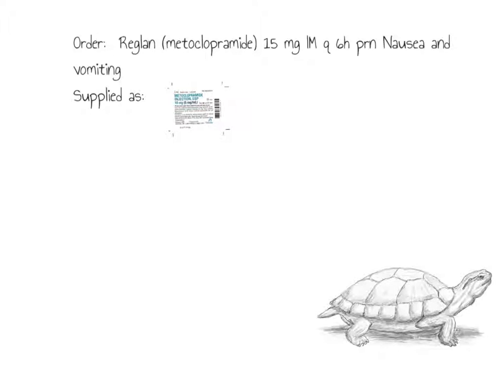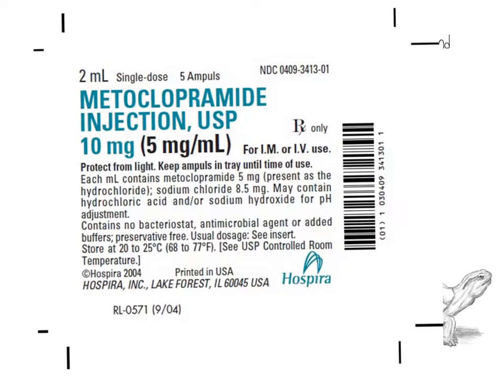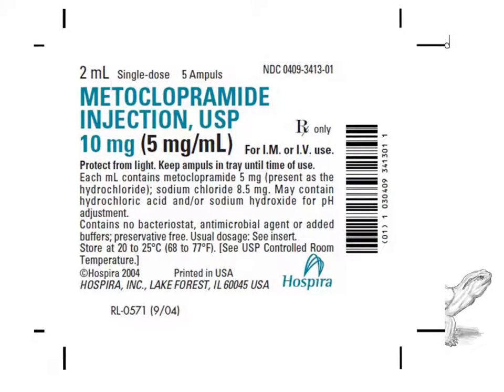This is a problem that involves a medication called Reglan, which is for nausea and vomiting. It can increase the rate of gastric emptying, which helps with that nausea. So we have 15 milligrams IM, Q6 hours, PRN, and it's in an ampule. And don't let any of this information distract you. What you're really looking at is a strength or concentration of 5 milligrams per mL, okay?